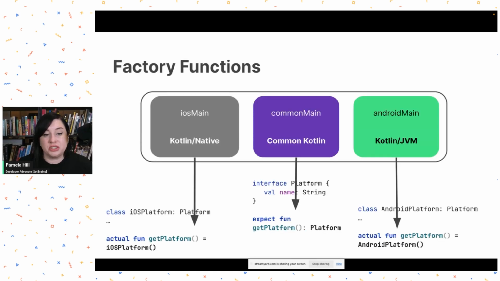But how are you going to provide that platform interface implementation? Well, you can use a factory function. So here we have an expect fun getPlatform function that returns something of type Platform.